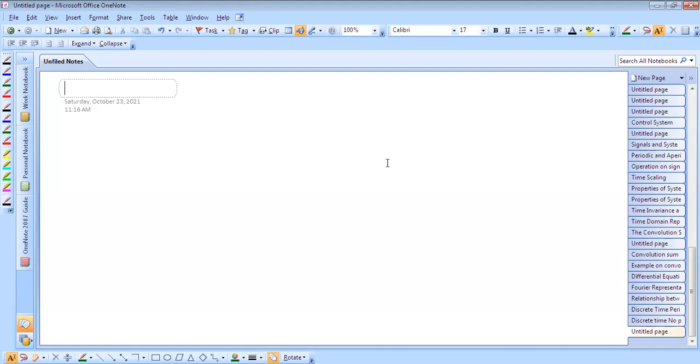Today we will consider the rectangular pulse. This rectangular pulse has an amplitude of A, capital A, and a duration of 1 second, and we have to express x of t as a weighted sum of two step functions.